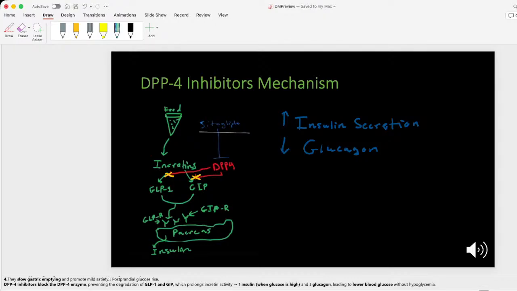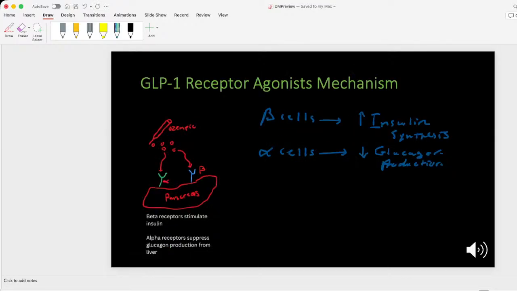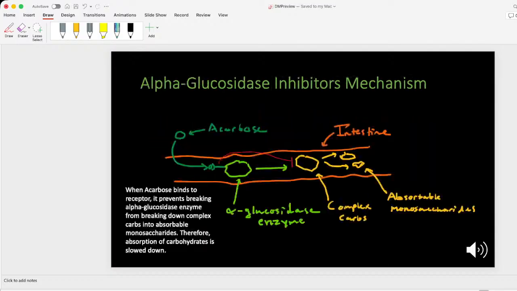So the GLP-1 receptor agonist mechanism, we talked a little bit about this earlier. There's an alpha and the beta cells here. So there are two types here. The beta cells increase insulin synthesis, and the alpha cells decrease the glucagon production when this Ozempic binds to it. That's essentially what's occurring here.